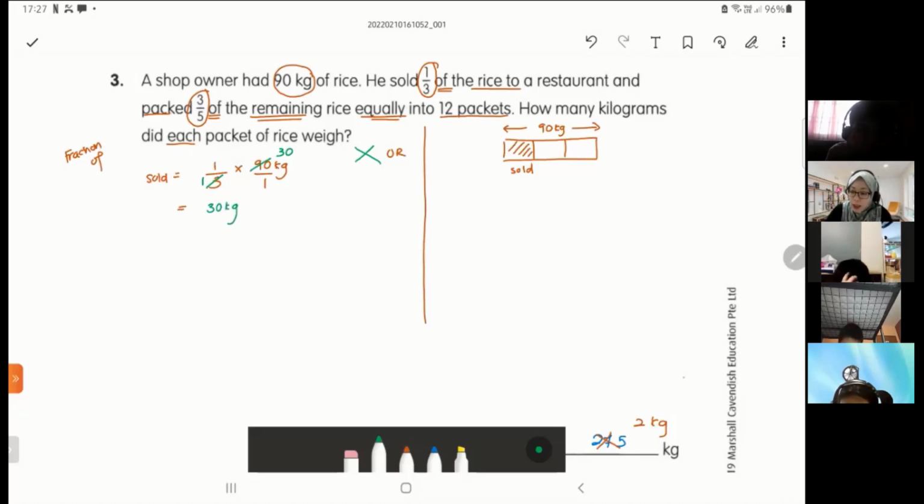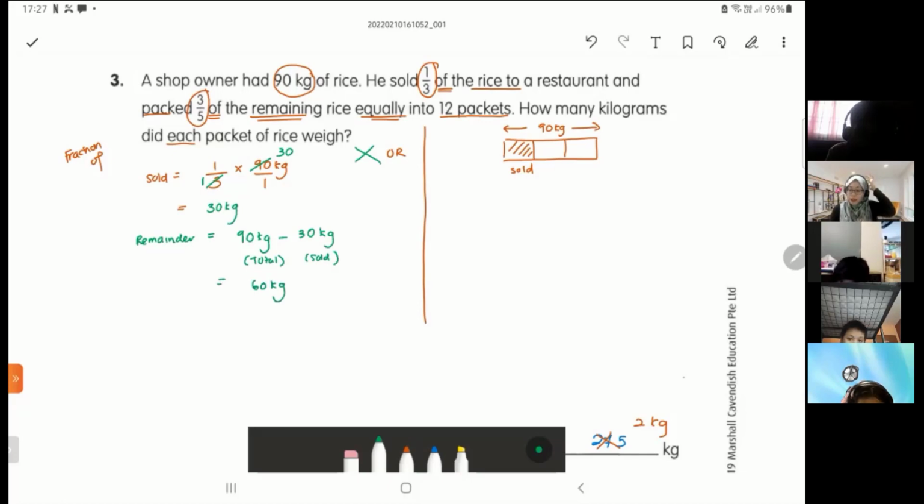Then from there, I know that I will have a remainder. When I sell something, I will have a remainder, right? And the remainder is when I minus. I have my total 90 kilograms. Take away what I sold. This is my total, this is what I sold, to get my remainder, 60 kilograms. Am I happy with the 60 kilograms?